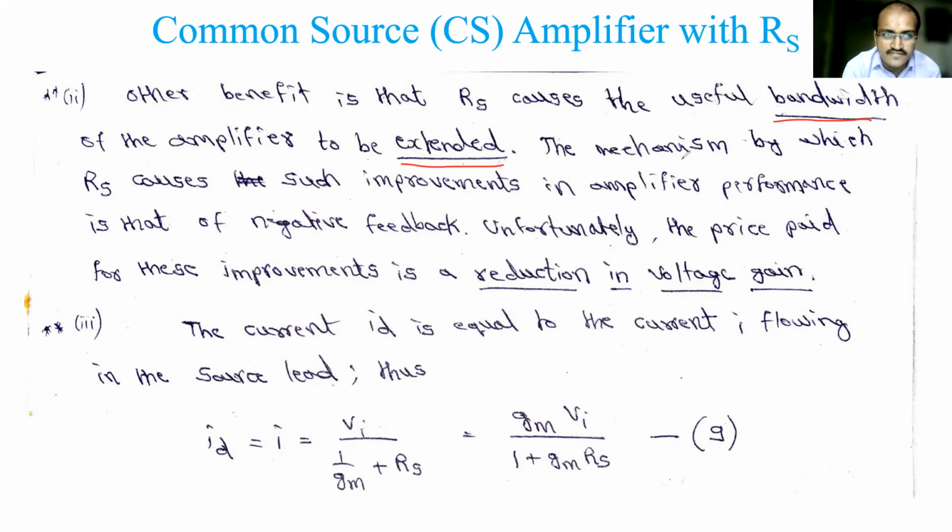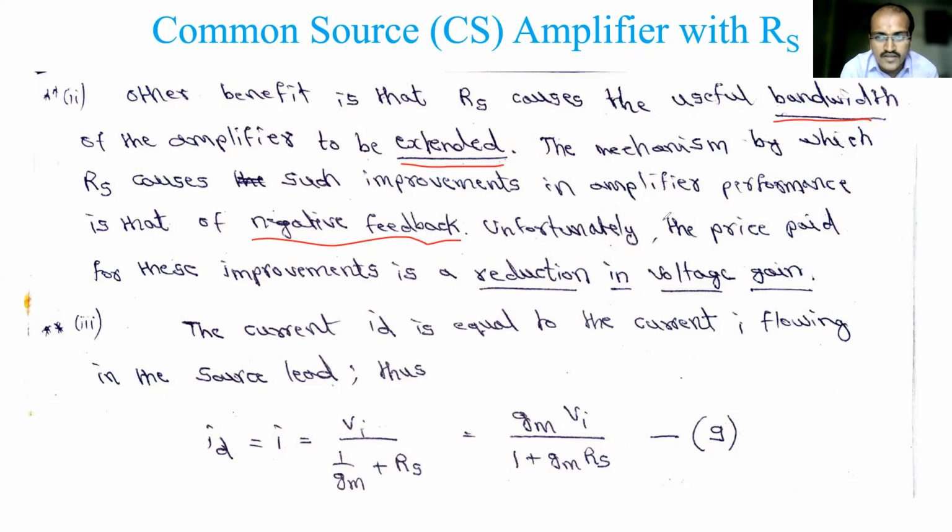The mechanism by which RS causes such improvements in amplifier performance is that of negative feedback. So RS will act as feedback, because in a common source amplifier the source is common between the gate and drain, and on the source side you have the resistor. Because of that, it will act as a feedback now. Always, if you include feedback, there are certain improvements in the amplifier performance. This is a common thing.